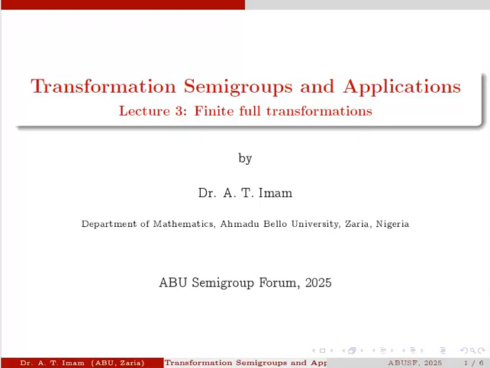This is the third lecture of the course, and in this lecture we are going to talk about finite full transformations. In the last lecture we introduced the concept of partial transformation of a set. We also defined the full transformation of a set that is not necessarily finite. Here we are going to concentrate on the structure of finite full transformations.